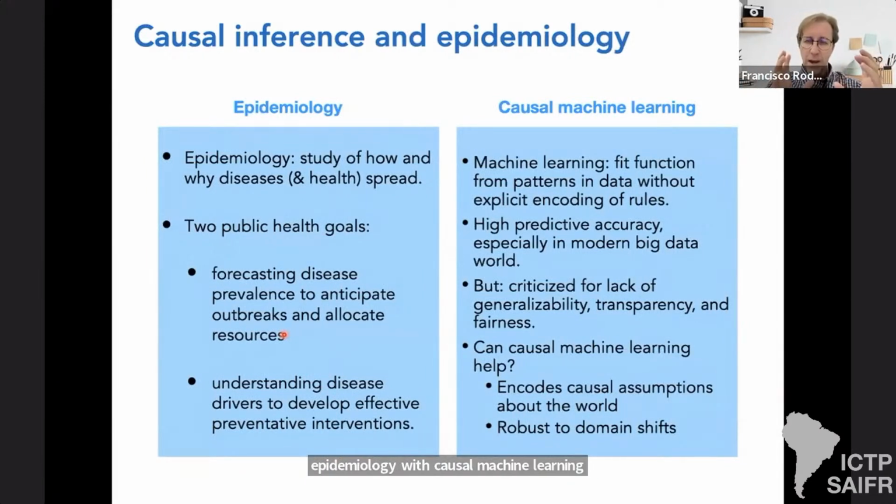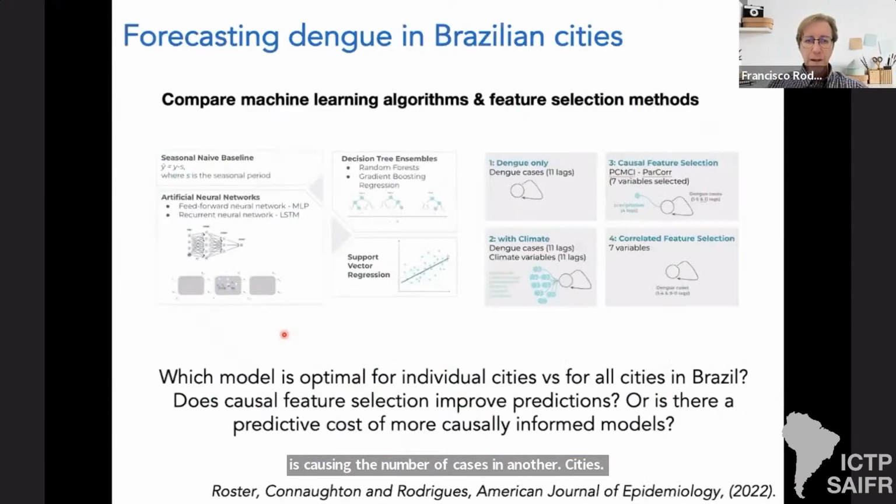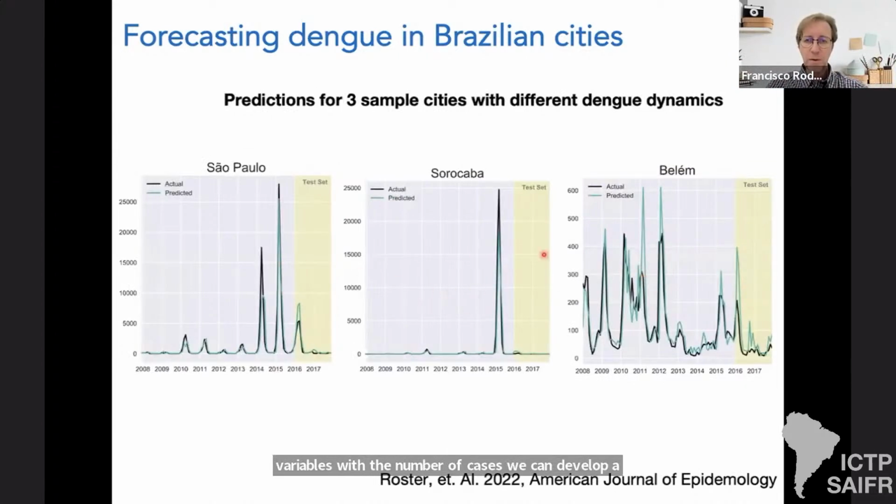Okay, so the idea is we have data from cities, for example, or some different places, and then we wanted to verify how one city, for example, is causing the number of cases in other cities. Okay, so in this case we will construct a network. So what you do is use not only data from different cities, but data from different sources. For example, you combine data from dengue with climate, and then we will try to improve the models that try to predict the number of cases of dengue by using this idea. So you verify that if you combine climate variables with the number of cases, we can develop a more accurate model. And here we have the prediction for São Paulo, Sorocaba, and Belém.